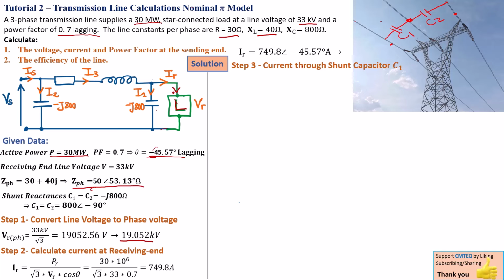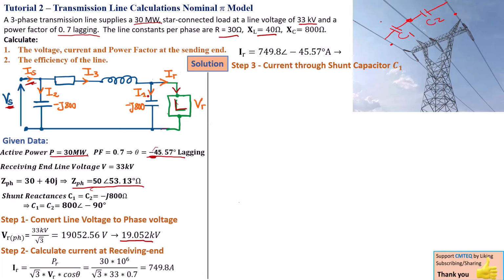Remember, we need to find the voltage, current, and power factor at the sending end, which means we are looking for this voltage. We don't have this voltage, and we don't have this current. So how we get them is by working backward. That is exactly what we're doing. Now we've got the current at the receiving end. We're aiming at the line current, but before we get there, we need to find I1, because I3 is basically I1 plus IR.